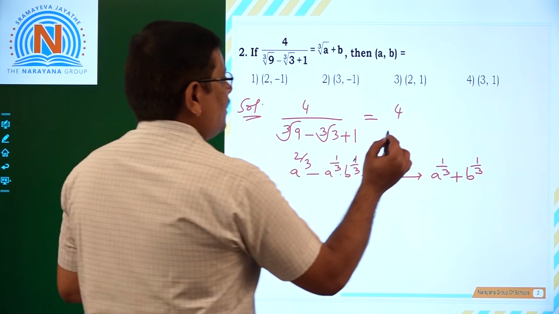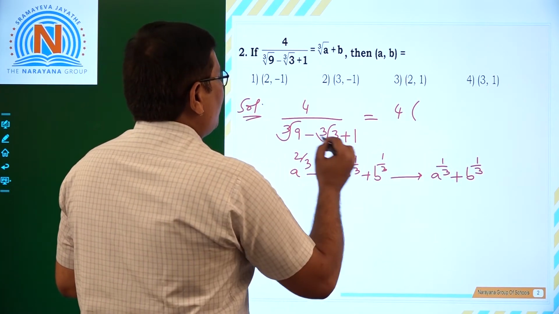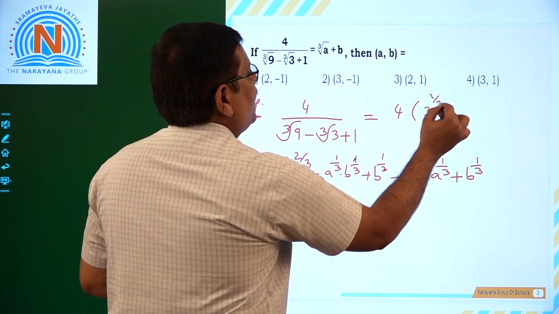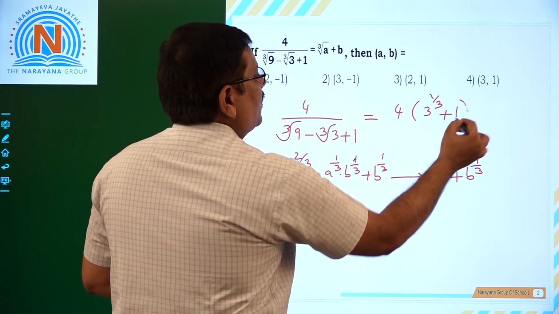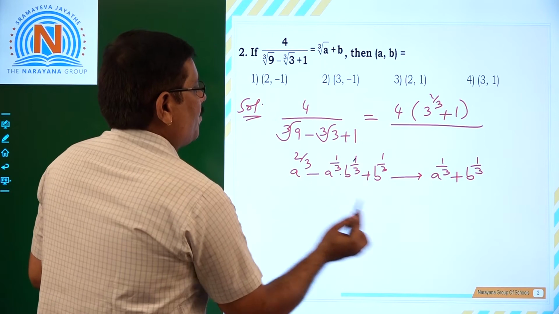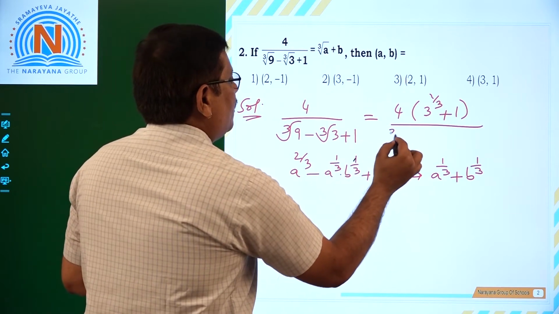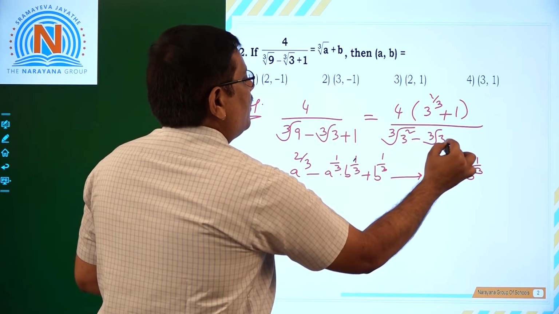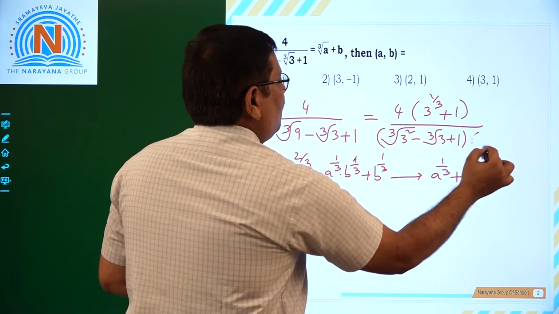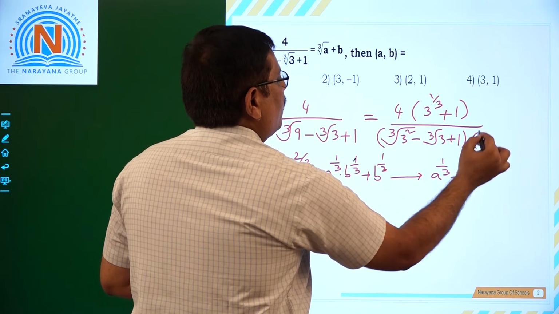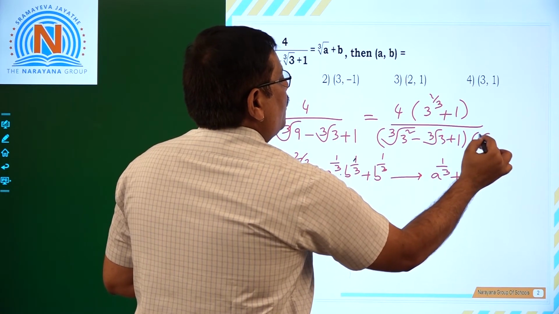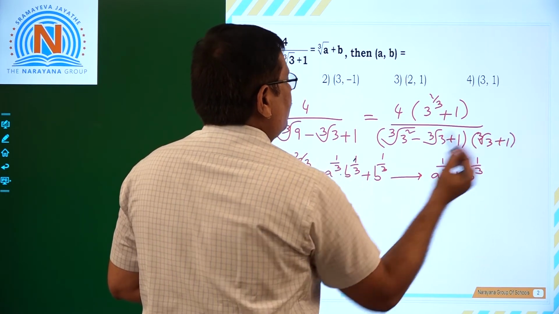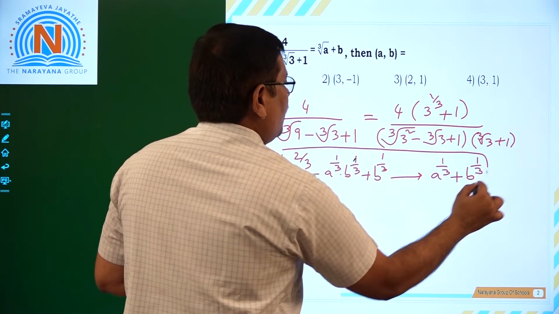So we can write it as 3 into, what to write? a power 1 by 3, that is 3 power 1 by 3, plus b power 1 by 3, that is nothing but 1, by the product of these two. So what to write now? Cube root of 3 square minus cube root of 3 plus 1, times cube root of 3 plus 1. This is the formula we are using.